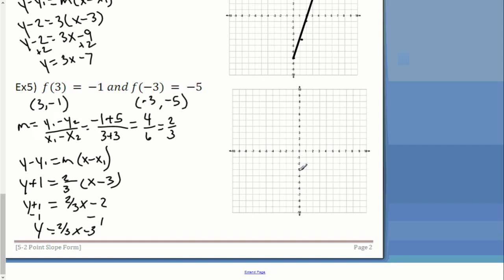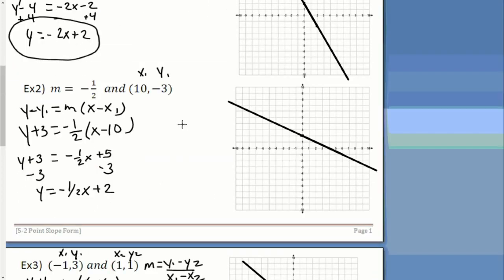Start at negative 3. Go up to right 4. Up 1, 2, 3, 4. There's the equation of my line. I'm going to graph that. Looks something like this. And there you have it.